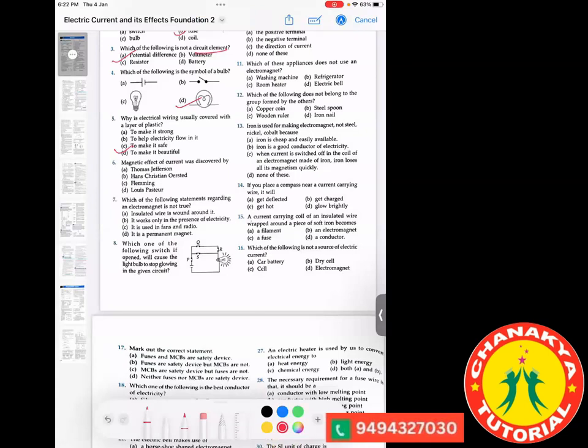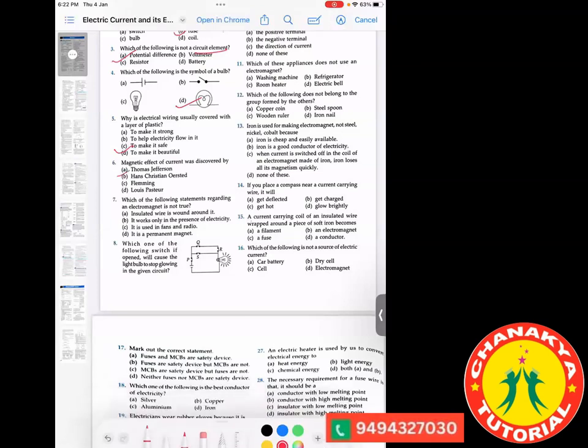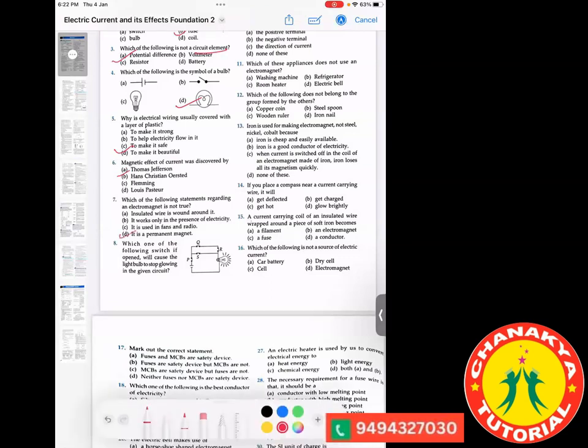Question number 6, Anubhav. Ma'am, the magnetic effect of current was discovered by option B. Yeah, option B, Hans Christian Oersted. So he discovered the magnetic effect of current. Yes, ma'am. Question number 7, Varshit. Which of the following statements regarding an electromagnet is not true? I think it's option D. Yeah. So option D is not true, that it is a permanent magnet. So an electromagnet is not a permanent magnet. Whenever we remove the switch or key, it stops working. So it is not a permanent magnet.